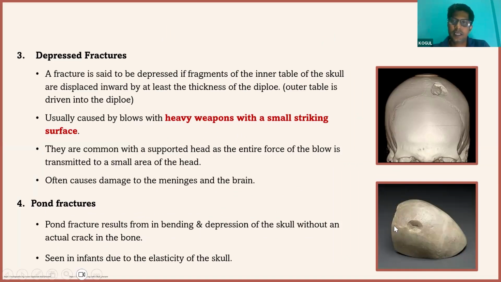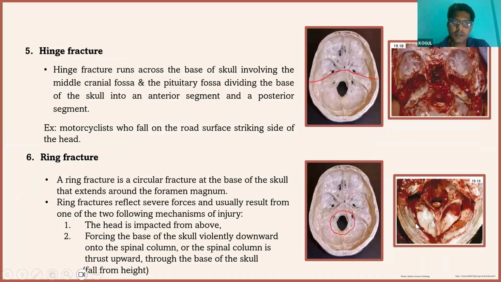Then the pond fracture is similar, but it occurs in small children. Usually in small children the bone is not calcified, so it is membranous. When we depress it, it goes in like a pond, rather than giving a comminuted depressed fracture. This appearance occurs in small children because the elasticity of the bone is high. That is why you get a pond fracture.